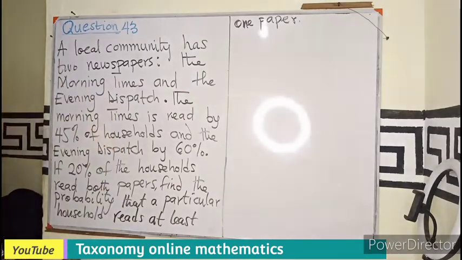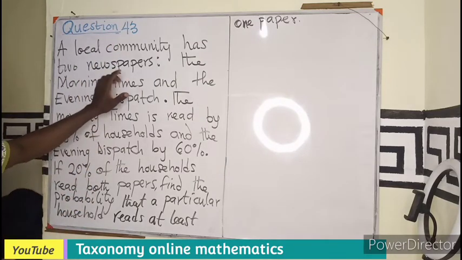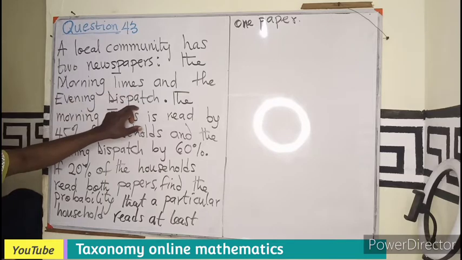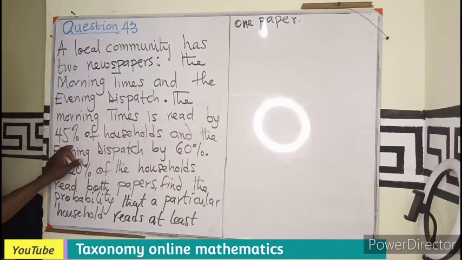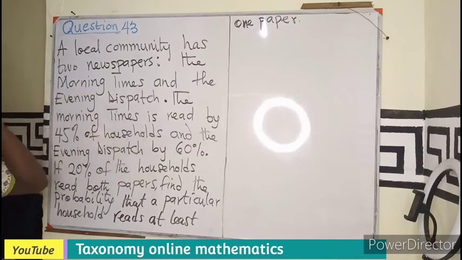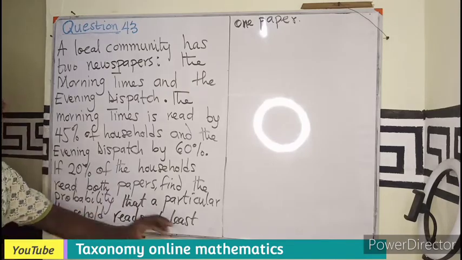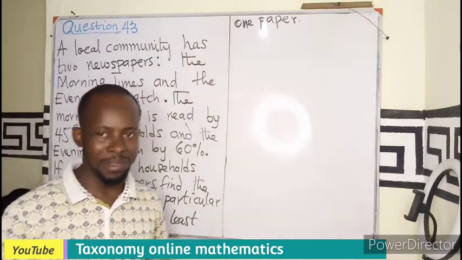So today we are having a question on probability. A local community has two newspapers, the Morning Time and the Evening Dispatch. The Morning Time is read by 45% of the households, and the Evening Dispatch is read by 60% of the households. If 20% of the households read both papers, we have to find the probability that a particular household reads at least one of the papers.